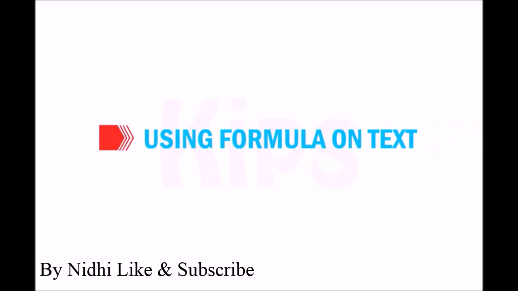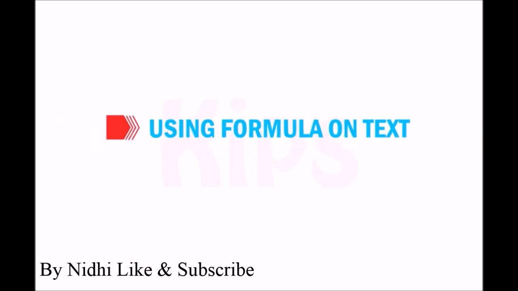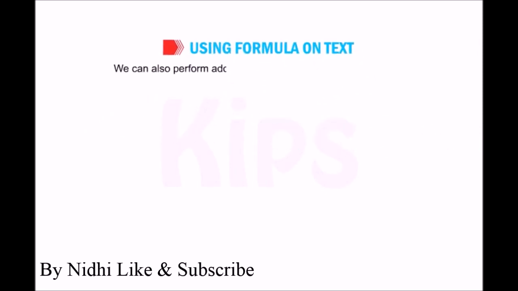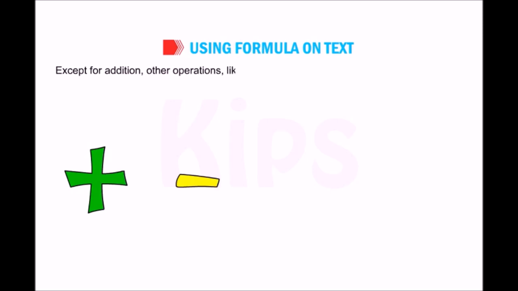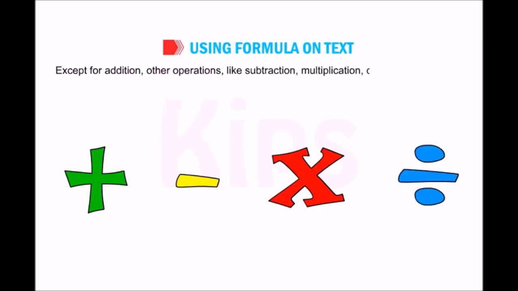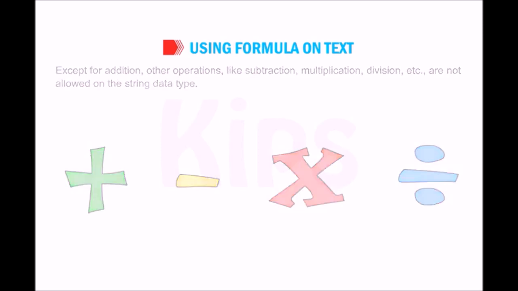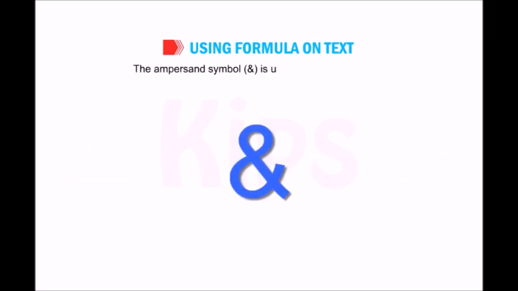Now let us find out how to use formula on text. We can also perform addition on character and string data type. Except for addition, other operations like subtraction, multiplication, division, etc. are not allowed on the string data type. The ampersand symbol is used to perform addition. Addition of two or more text values is called concatenation.